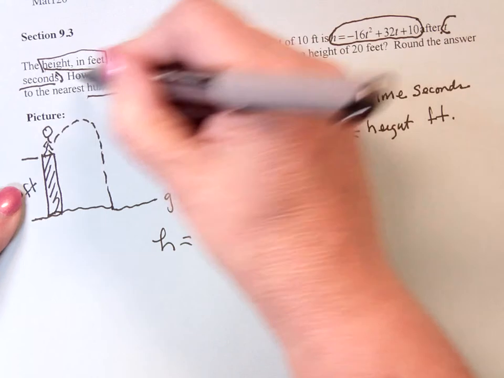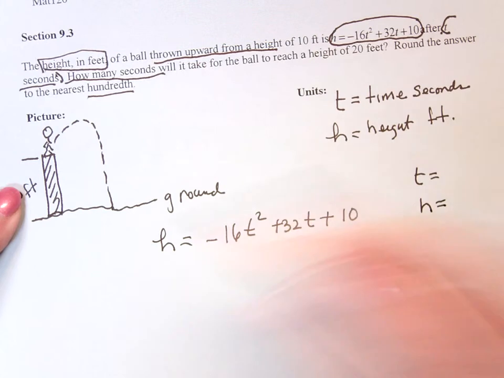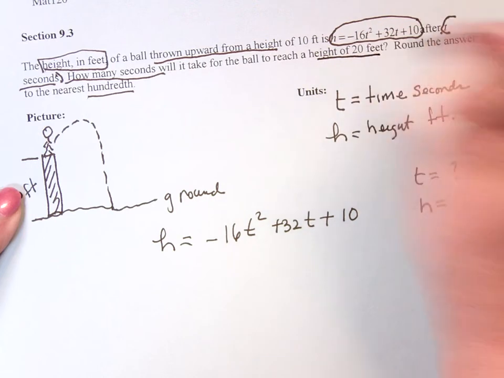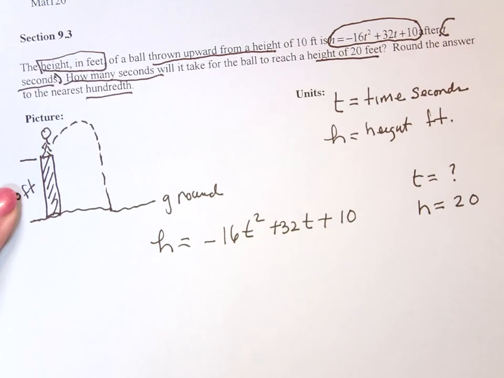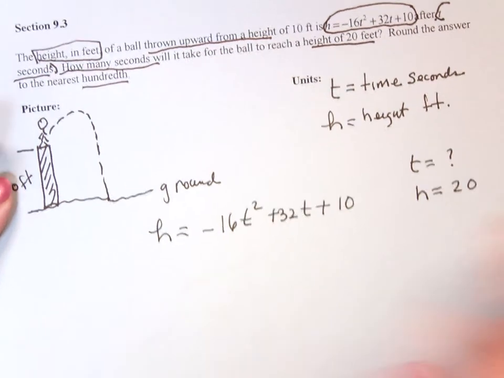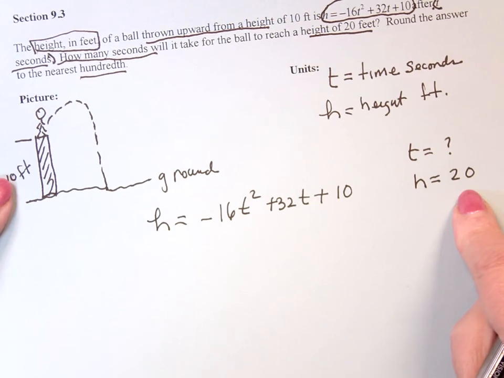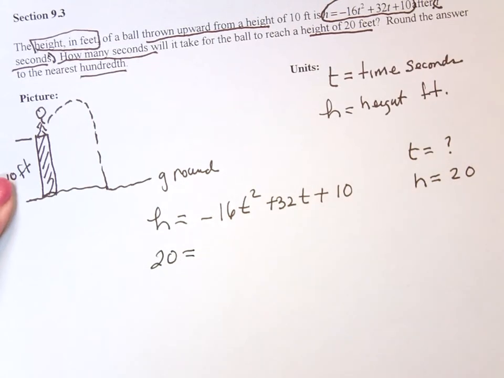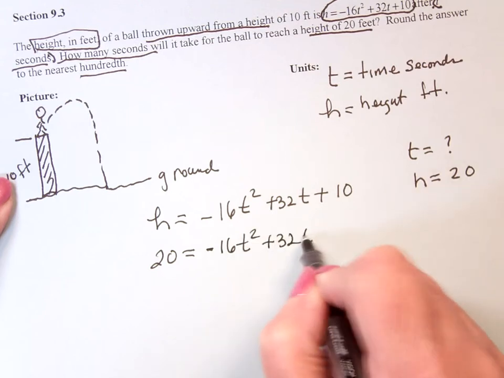The question is, how many seconds, so t and h are my two things. How many seconds? It wants to know what t is for it to reach a height of 20 feet. So h is 20. And in this case, 0 is not an issue because 0 is ground. So I want to know when is it going to be 20 feet above the ground. So h is 20. So this would be negative 16t squared plus 32t plus 10.